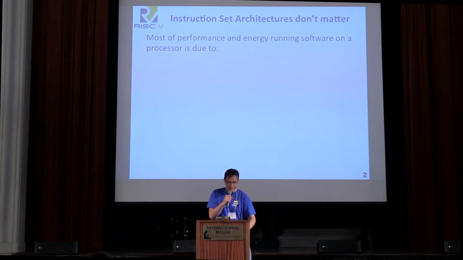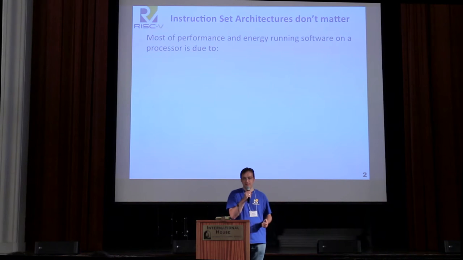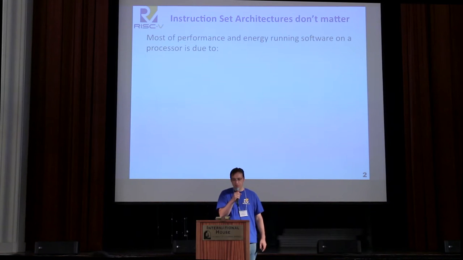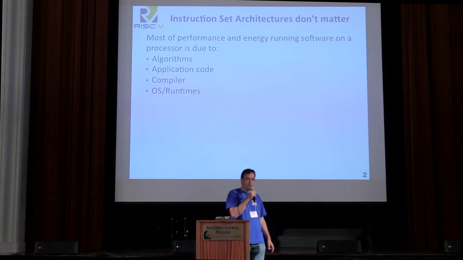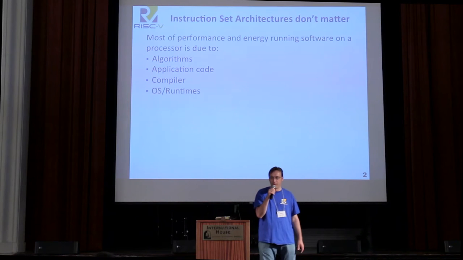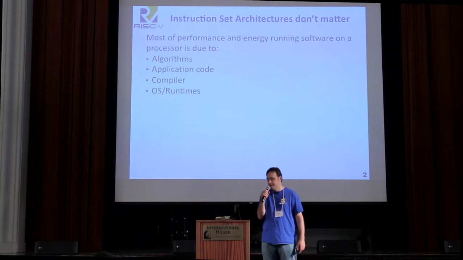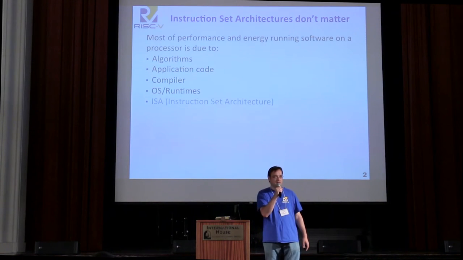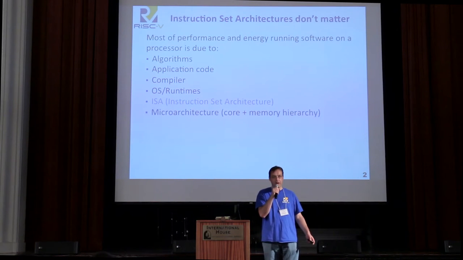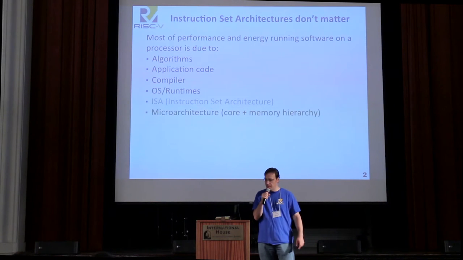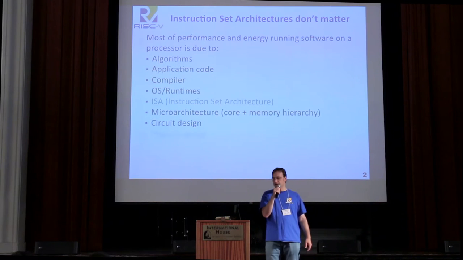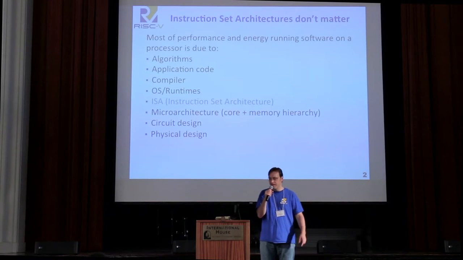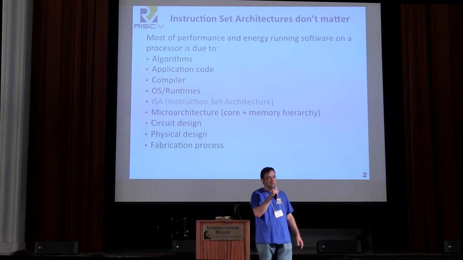The reason they don't matter is that when you actually look at a system when it's running, most of the performance and energy is due to other things like algorithms, application code, the quality of your compiler, the operating system, the runtimes. There is a small impact from the ISA you choose, but then there are other things like the microarchitecture, the core, the memory hierarchy, how good you are at circuit design, physical design, the floor planning of the chip, and then the fabrication process is a big factor also, right?